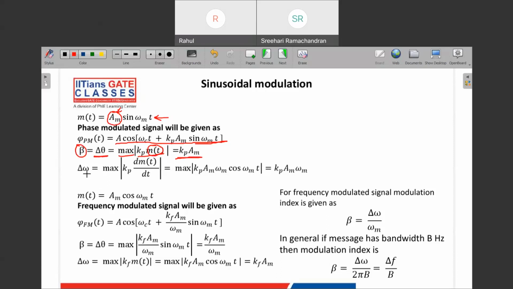Now the maximum frequency deviation will be given as max of k_p dm(t)/dt. Once you differentiate the sine, you get the cosine. Let's put it here. Now we need to find the maximum value of this. It will attain the maximum value when the cosine is equal to 1, and the maximum value will be k_p A_m omega_m.